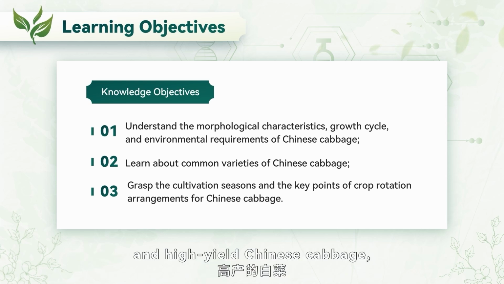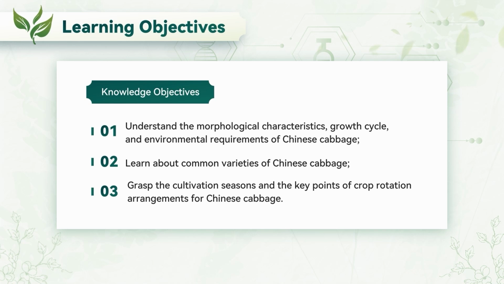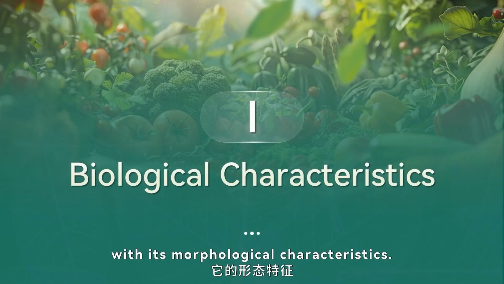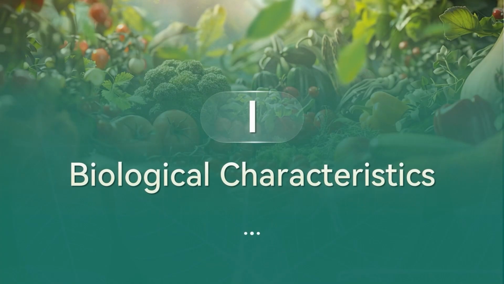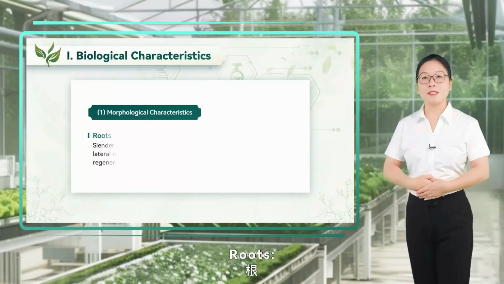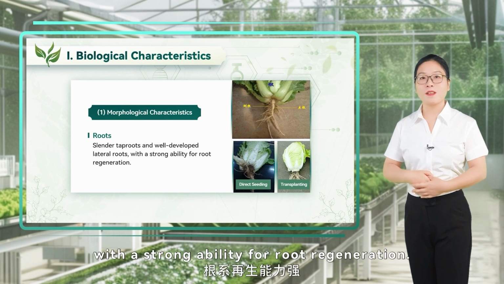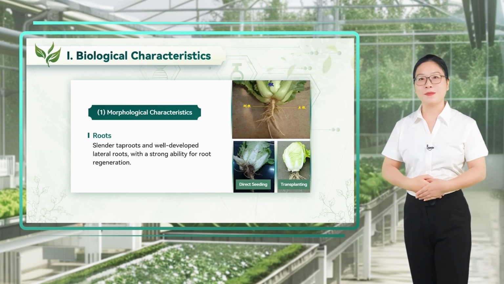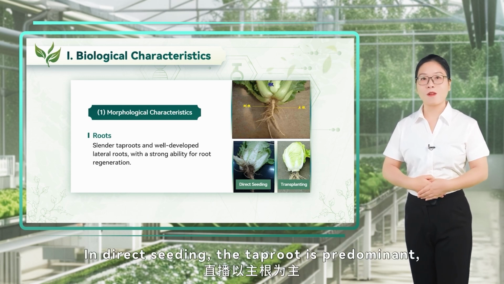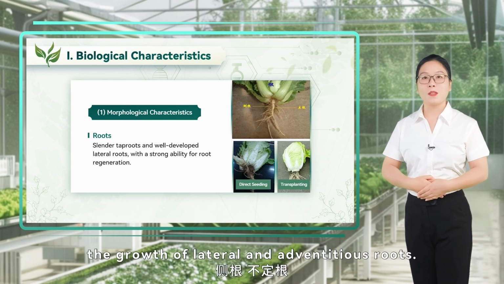To grow high-quality and high-yield Chinese cabbage, we need to understand its biological characteristics. Let's start with its morphological characteristics. Roots. Chinese cabbage has slender taproots and well-developed lateral roots, with a strong ability for root regeneration. Most of the roots are distributed within the top 30 centimeters of soil. In direct seeding, the taproot is predominant, while transplanting tends to promote the growth of lateral and adventitious roots.